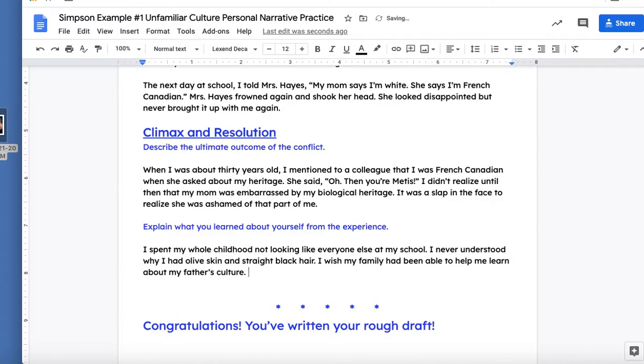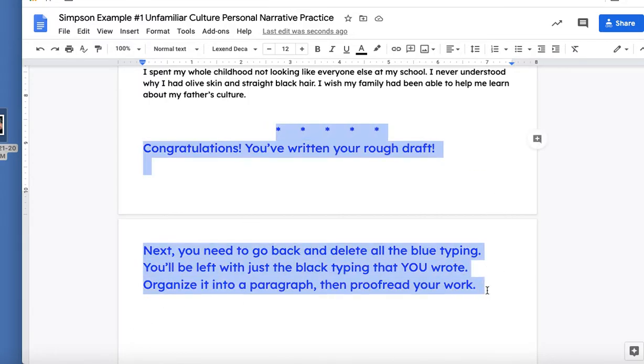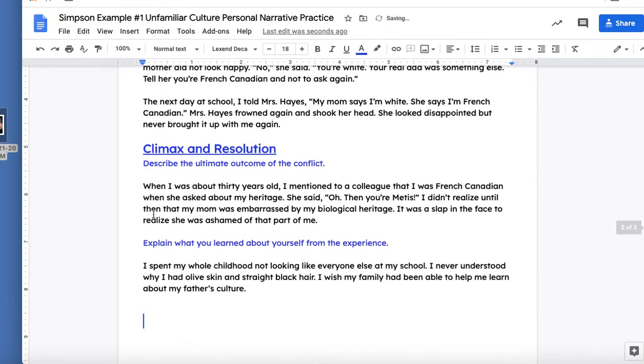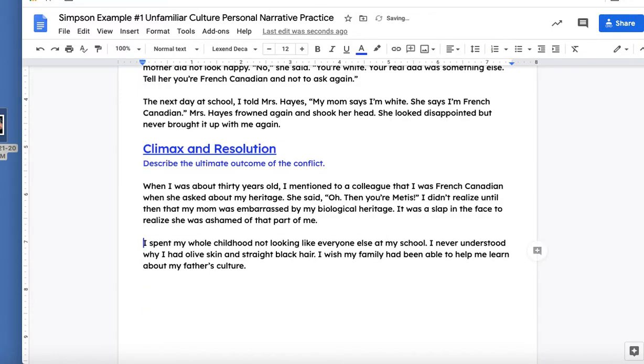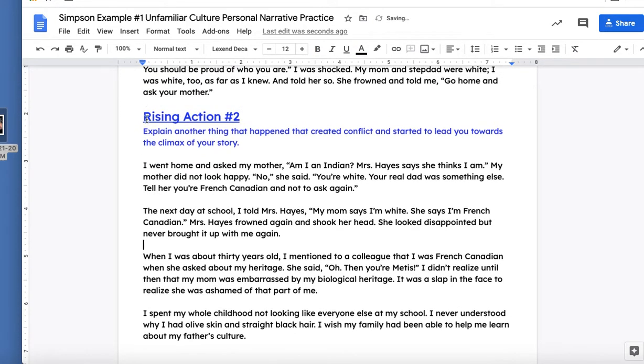Okay, so what I'm going to do next is, congratulations, I've written my rough draft. Next, you need to go back and delete all the blue typing. And you're going to be left with just the black type that you wrote. And so then I'm going to organize it into a paragraph and proofread. So anything that's blue, I'm going to get rid of it. Boom, I'm getting rid of that. Boom, I'm getting rid of that. Boom, I'm getting rid of that.